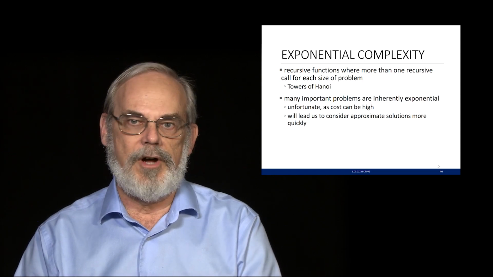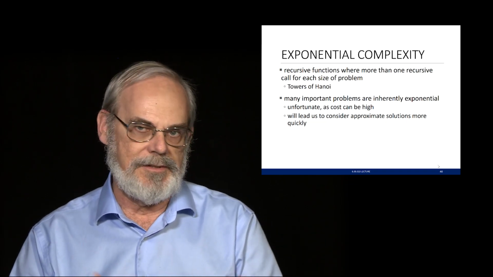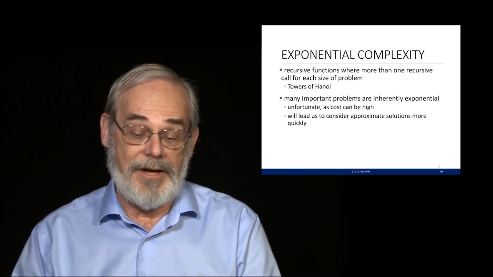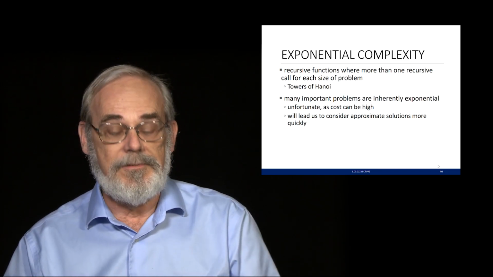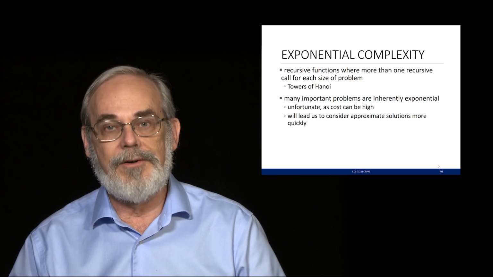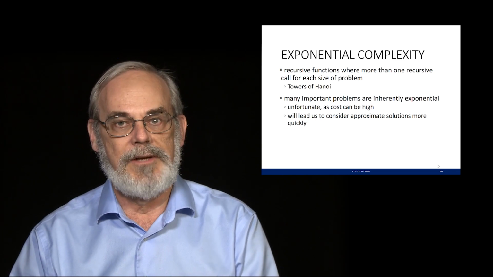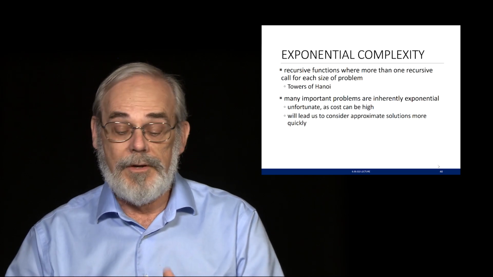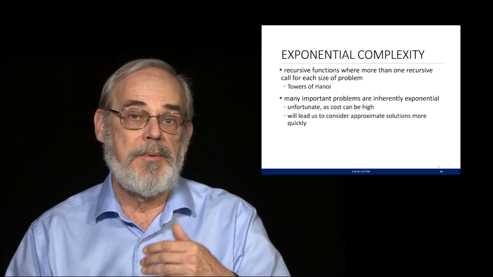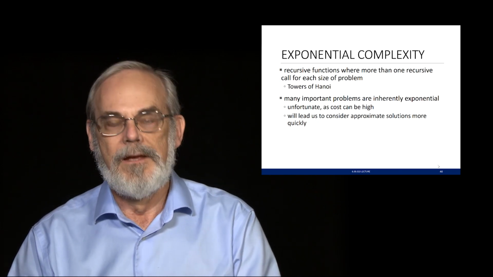And of course, the goal is always, if I can find a solution to a problem that's lower down in the class of complexities, I want to do that. But sometimes, unfortunately, we're going to be stuck with an exponential algorithm. And indeed, many important problems are inherently exponential. There is no more efficient solution than something that's exponential. And that, by the way, is why often when we realize that, we're going to look for approximate solutions, because we may be able to get a good guess more quickly than finding the most accurate guess.